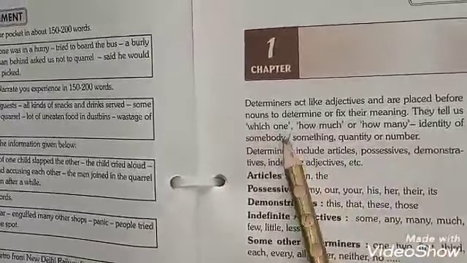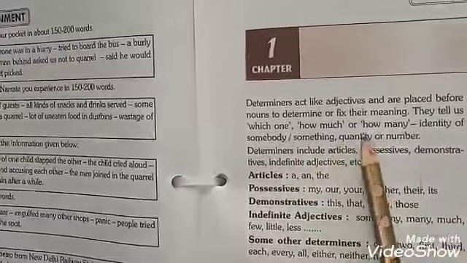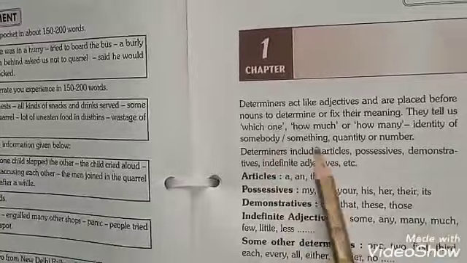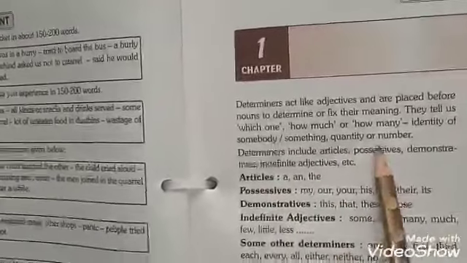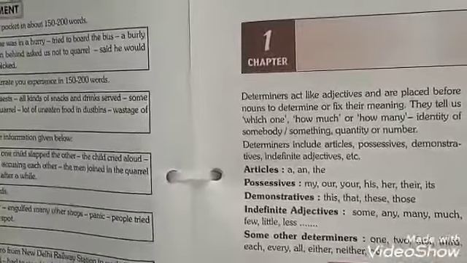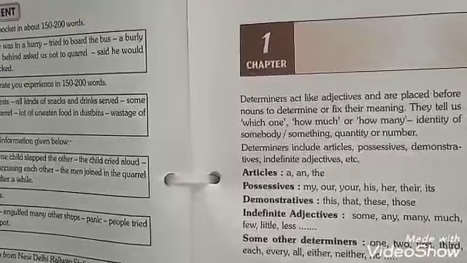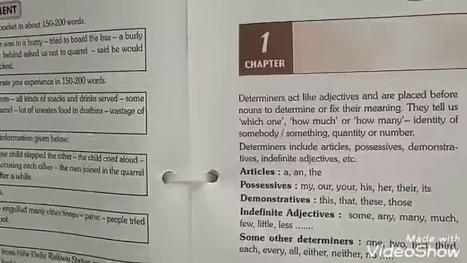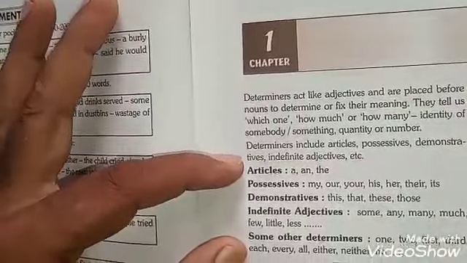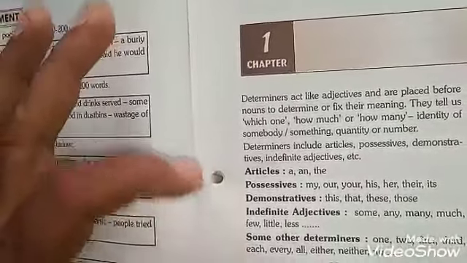Determiners tell us which one, how much or how many, the identity of somebody or something, quantity or number. Determiners include articles, possessive adjectives, demonstrative adjectives, indefinite adjectives, etc. Here is a list of what are known as the components of determiners.